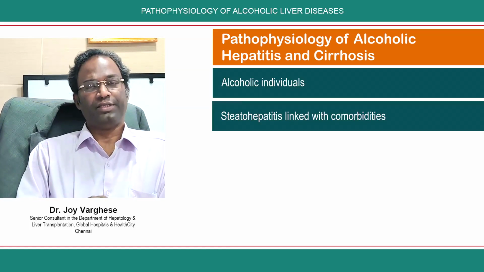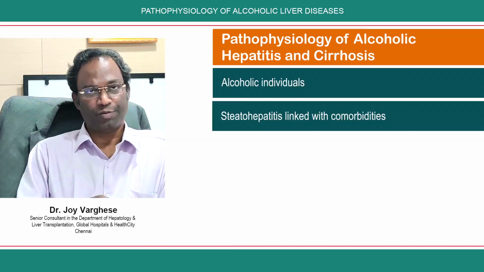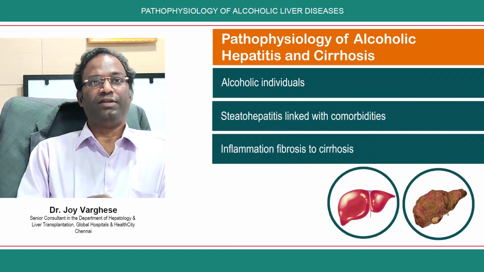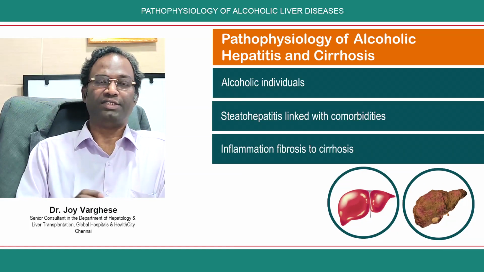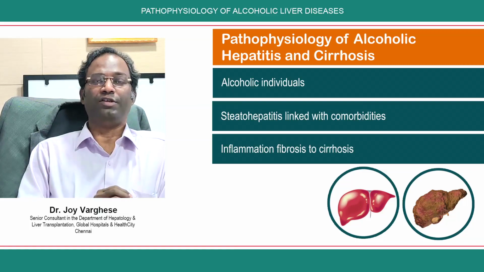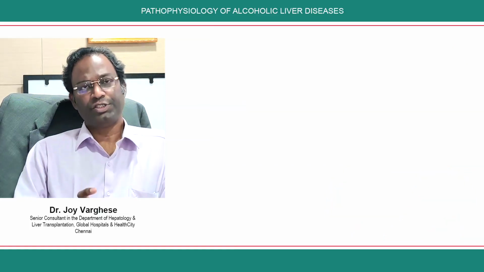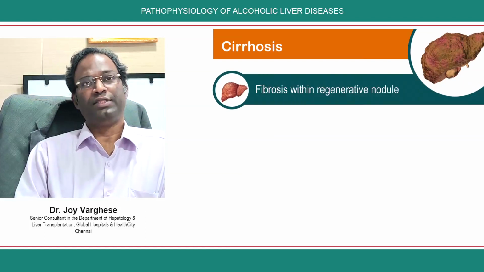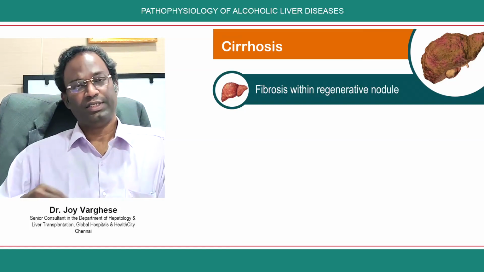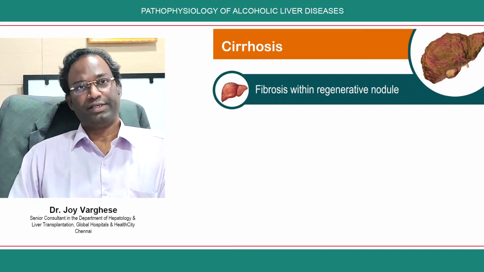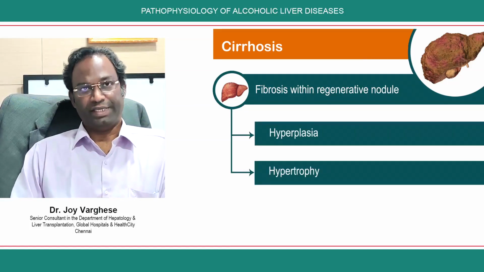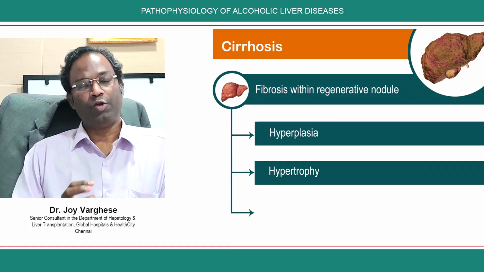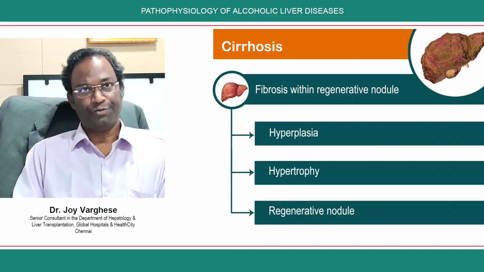Whether it is alcoholic hepatitis or non-alcoholic steatohepatitis, that inflammation will go on to fibrosis, that is, scar formation with dead cells, and the fibrosis will turn into cirrhosis. Cirrhosis means fibrosis with regenerative nodules. Normally, within the fibrotic structure, viable hepatocytes will be there. They will go for hyperplasia and hypertrophy to compensate for the liver. At one point it will look like a regenerative nodule.